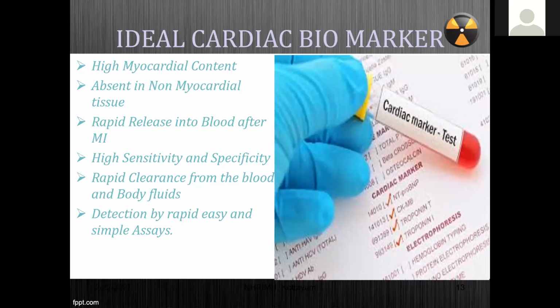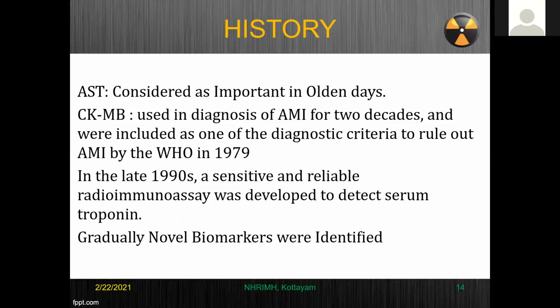Coming to the history of biomarkers, in olden days we had various biomarkers like AST, CKMB, troponins, etc. AST was considered important in olden days, but AST is also elevated in liver problems, so AST is ruled out. In 1979, WHO identified CKMB as the ideal biomarker, and it was used for nearly two decades. In the late 1990s, one more serum immunoassay was developed, that is troponin. From then onwards, various other biomarkers have been identified.